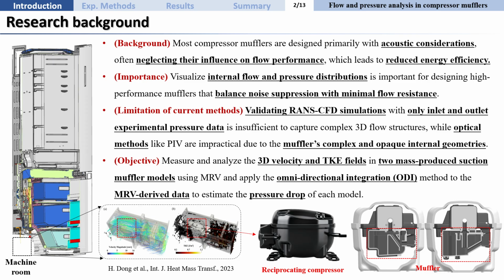However, the conventional methods for this analysis have significant limitations. For example, validating CFD simulations with only inlet and outlet experimental pressure data is insufficient to capture complex 3D flow structures, while optical methods like PIV are impractical due to the muffler's complex and opaque internal geometries.